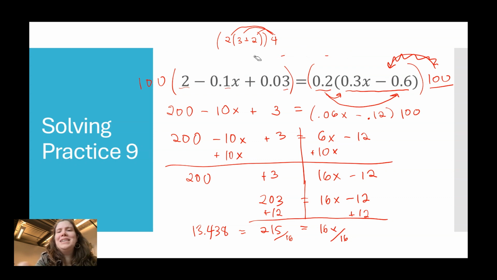So let's do it starting on the inside. We're going to distribute this 2 first. 2 times 3 is 6. 2 times 2 is 4. And then multiply by the 4 on the outside. 24 plus 16 is 40. Hopefully that's the answer you had when you did it in your head the first time.